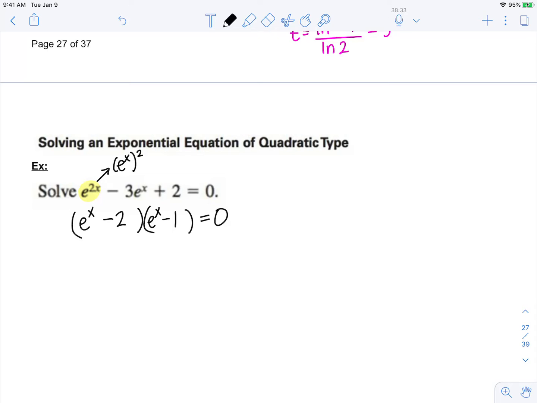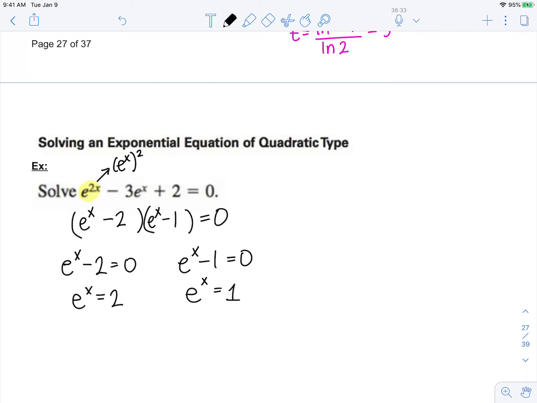Now I can use the zero product property. e to the x minus 2 equals 0, or e to the x minus 1 equals 0. I'm going to isolate my exponential. Adding 2 here, e to the x equals 2. Adding 1 here, e to the x equals 1.